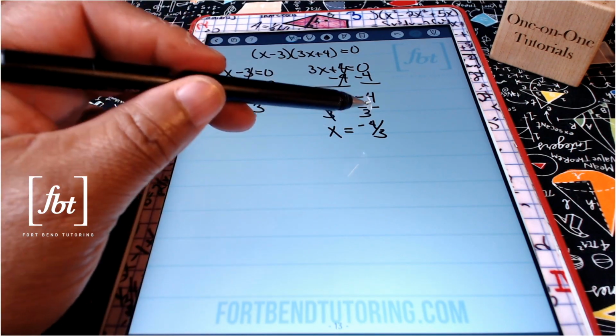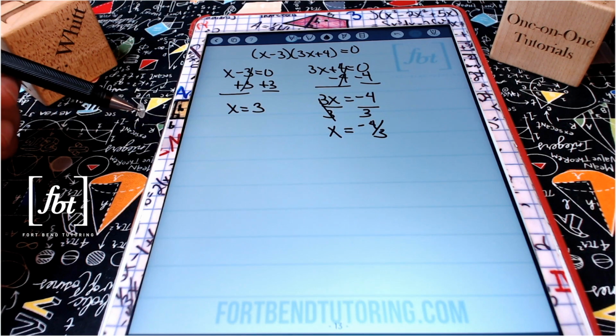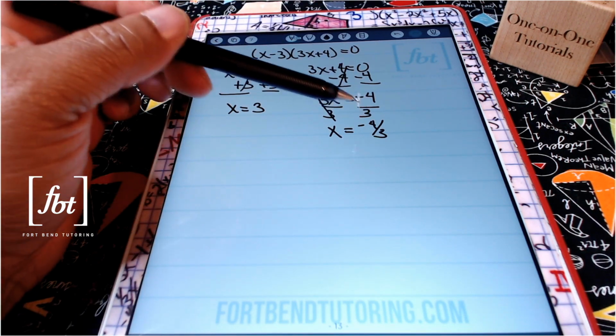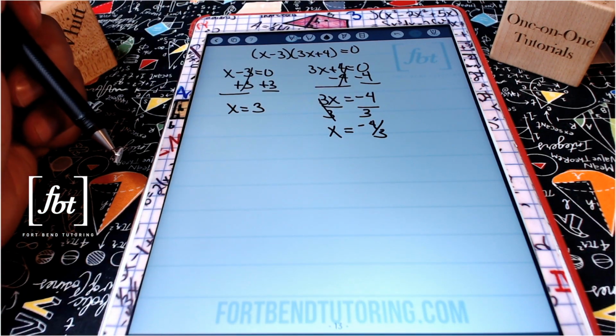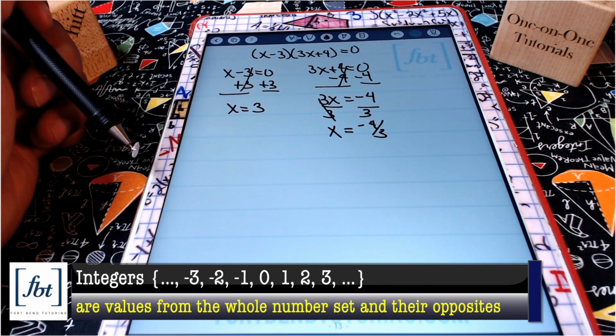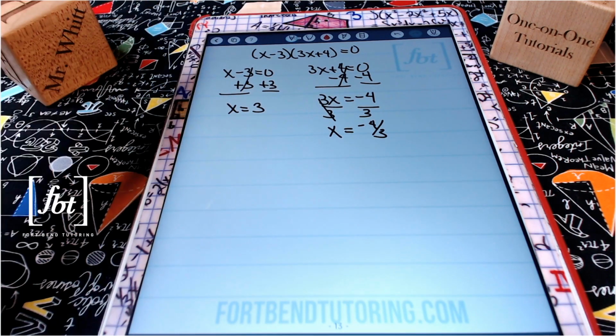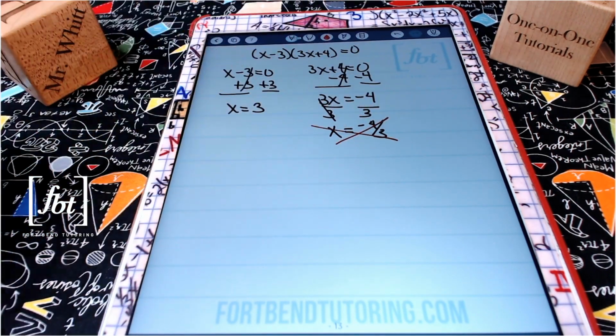However, we're going to reject the negative 4/3. The reason for this is because we're looking for 2 consecutive integers. Well, even though negative 4/3 is a rational number, it's not an integer. Integers are basically the whole number set and their opposites, okay? So since whole numbers don't include these type of fractions, neither do integers. Therefore, the negative 4/3 is extraneous.